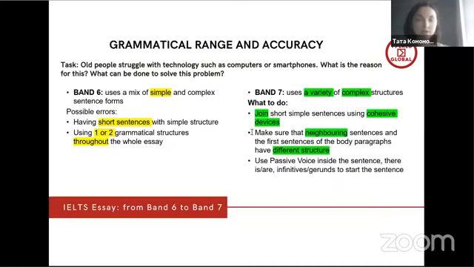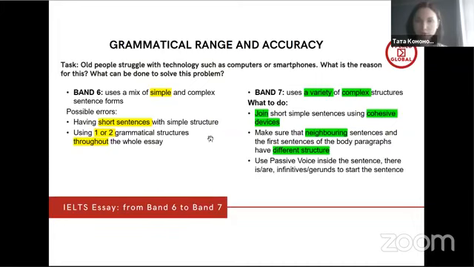Finally, goes grammatical range and accuracy. Here you see that to achieve band 7, you need to have a variety of different complex structures. It means that you shouldn't allow really short and simple sentences, and you shouldn't constantly repeat one or two grammatical structures. What to do? Join short, simple sentences together so as to make them complex, and make sure that sentences that go one after another do not have the same grammatical structure.